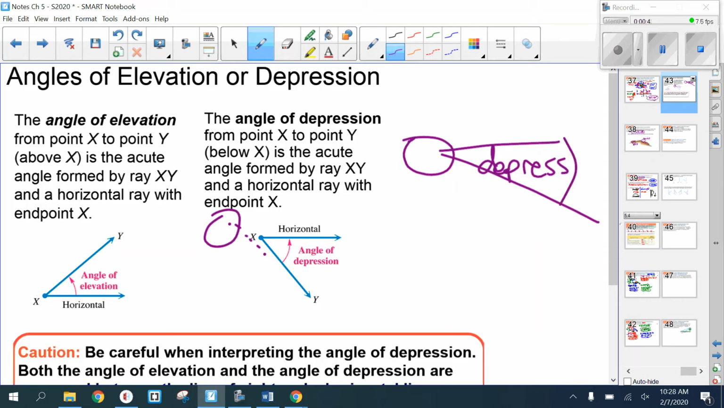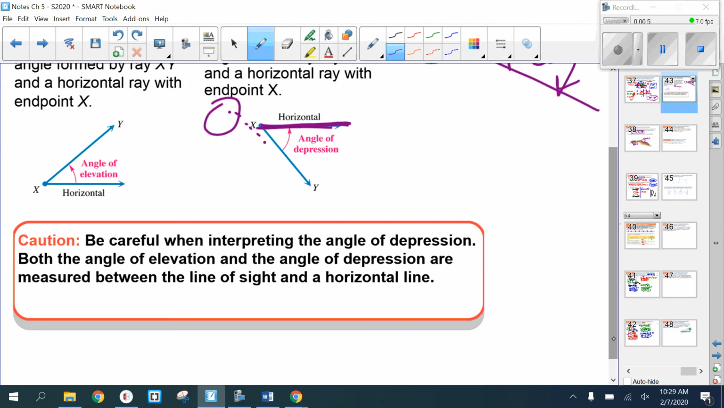All right, angle of depression is going to be underneath the line of sight or the horizontal line of sight. Okay, and that little caution down there says the same thing. You've got to look at that horizontal line, between the line of sight and the horizontal line.